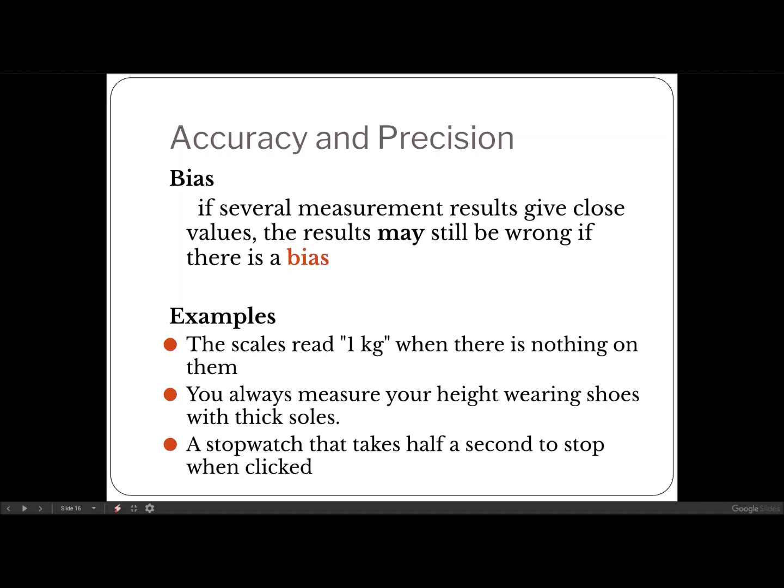Another example, when you are measuring your height, but you are wearing thick soles, the result is not your height, but your height plus the soles that you wear. So there is a bias which is equal to the thickness of the soles. Okay, so that is the illustration of a bias.